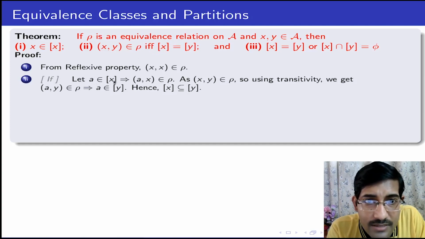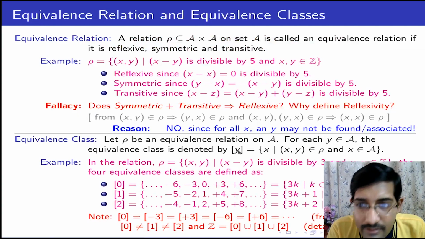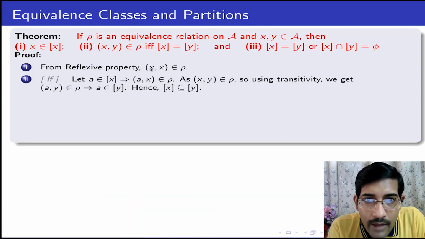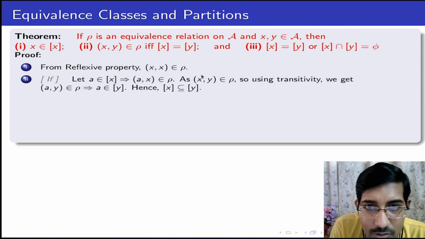This means, by definition, (a, x) belongs to rho. See the definition again: this means x belongs to y means (x, y) belongs to rho. The same thing I applied here. And as I have assumed (x, y) belongs to rho, so this and this together say that (a, y) belongs to rho, because this belongs to rho, this belongs to rho, and rho is transitive. So a and y are related. Therefore, a belongs to class y.